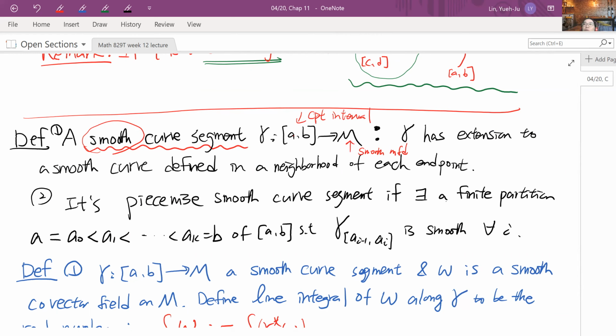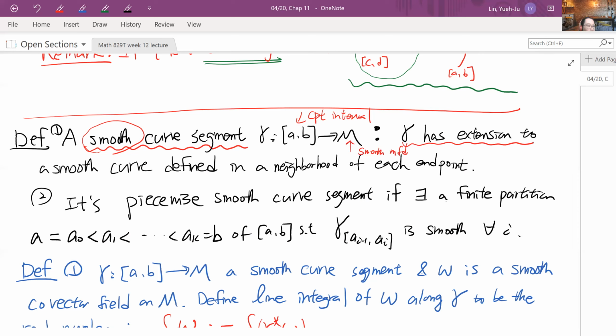Because it's now a closed, compact interval. But back in chapter 2, I think, when we defined the smooth map between manifolds with boundary, how do we deal with the endpoint? What we really meant is that this gamma has... give me a second, my notes dropped.